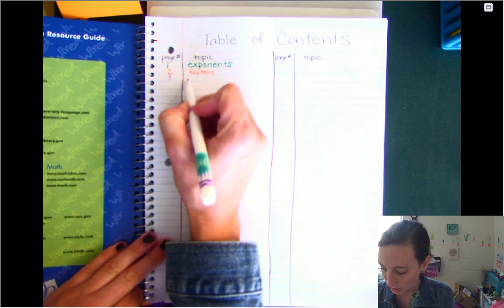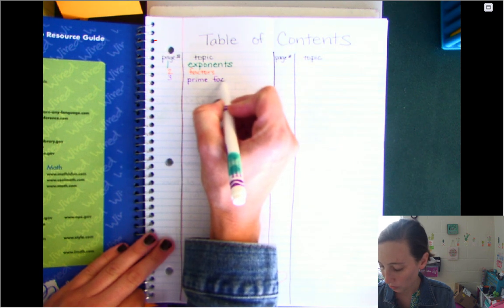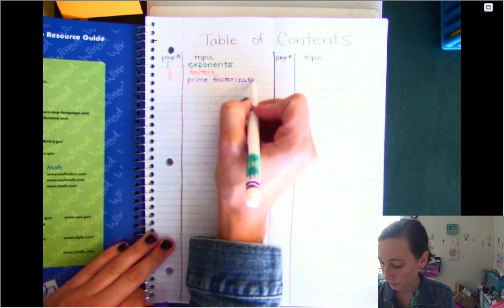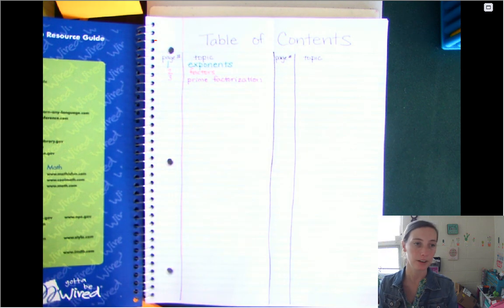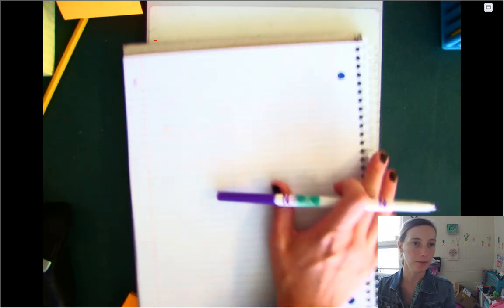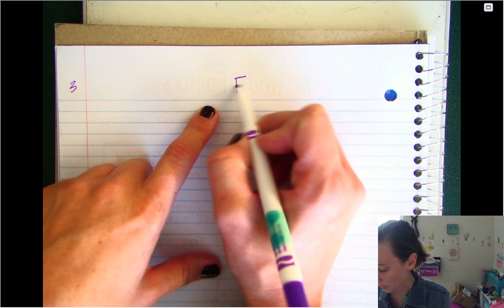And page 3 is going to be prime factorization. I know that's a lot of letters, prime factorization, but we'll figure it out. Remember that goes across the 2-page spread. All right, I want you to start by writing, leave some space over here, but just write the word factor.